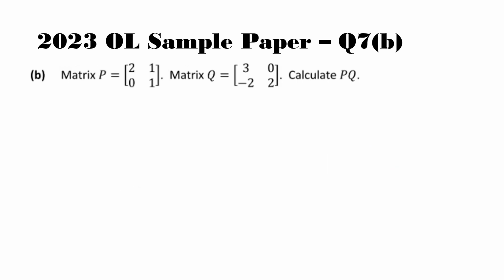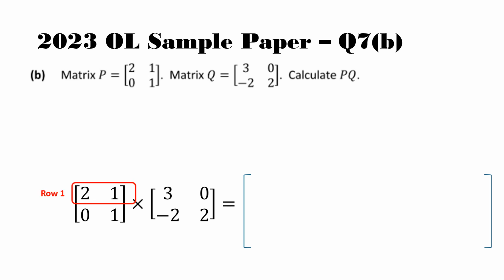So this is the 2023 Ordinary Level Sample Paper, question 7, part B. Given the matrix P equals [2, 1; 0, 1] and the matrix Q equals [3, 0; -2, 2], calculate PQ. So let's set that up. We have these two to multiply together. We focus first on the first row of the first matrix by the first column of the second matrix. That gives us 2 by 3 plus 1 by minus 2.